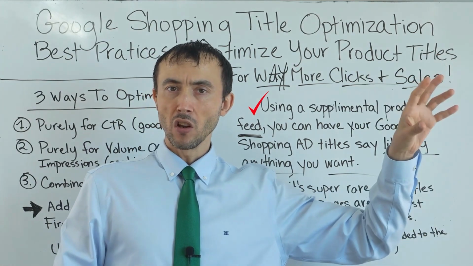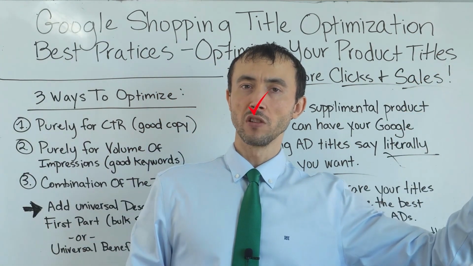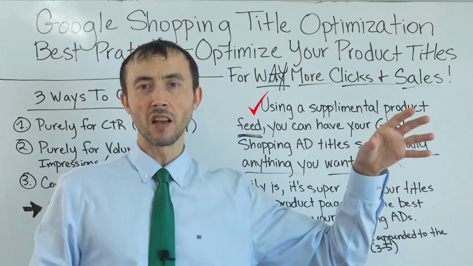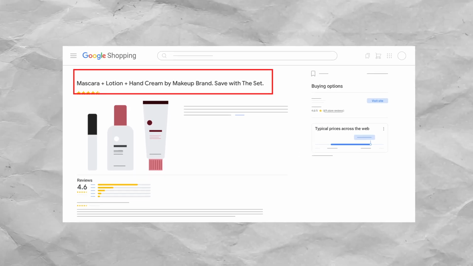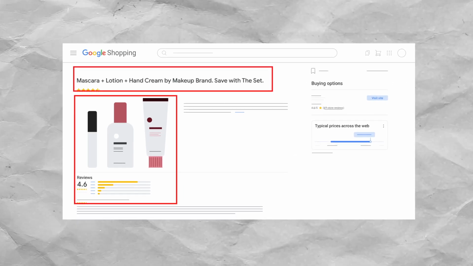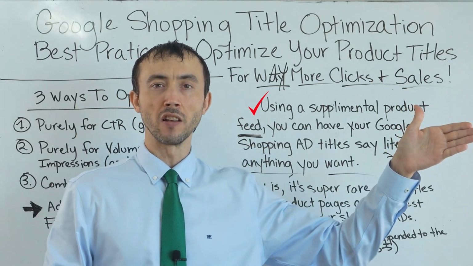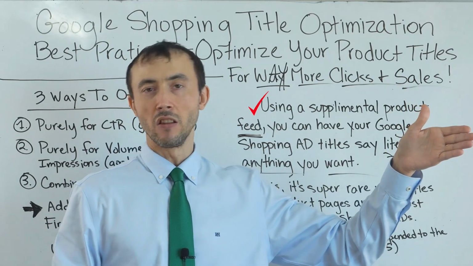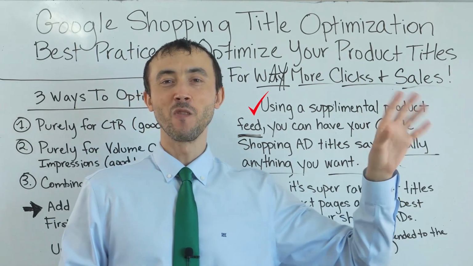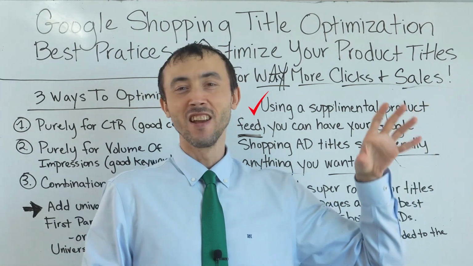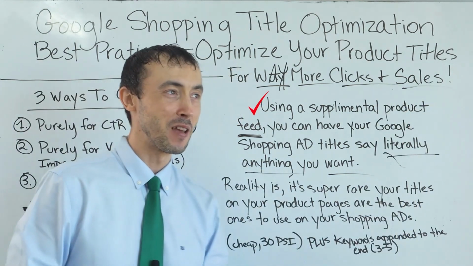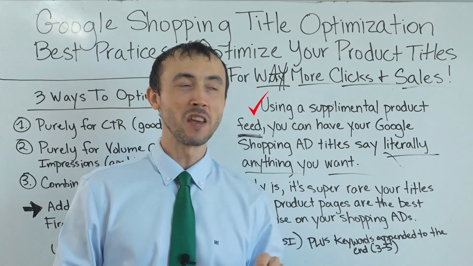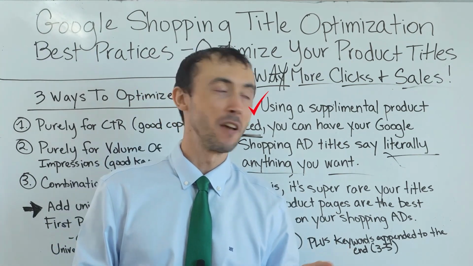There's really no rules that Google has that says you have to make the product title match what the product is. You could say this is a polished turd on a stick, and they're not going to care. Of course you can't use profanity, but I just thought I would make you guys laugh a little bit there. But legitimately speaking, you can have it be whatever you want, okay?